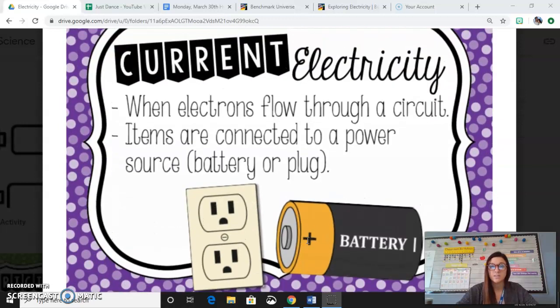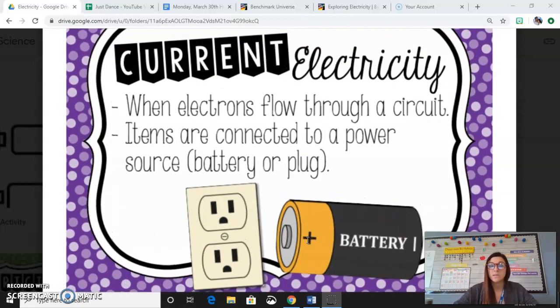The next word is current electricity. That's when electrons flow through a circuit. Items are connected to a power source. So for this example, I said that I wanted you to think of my hair straightener that I use in the morning. When I plug it into a wall or into the outlet in the wall, it then has electricity. So that means that I'm able to turn my straightener on then.